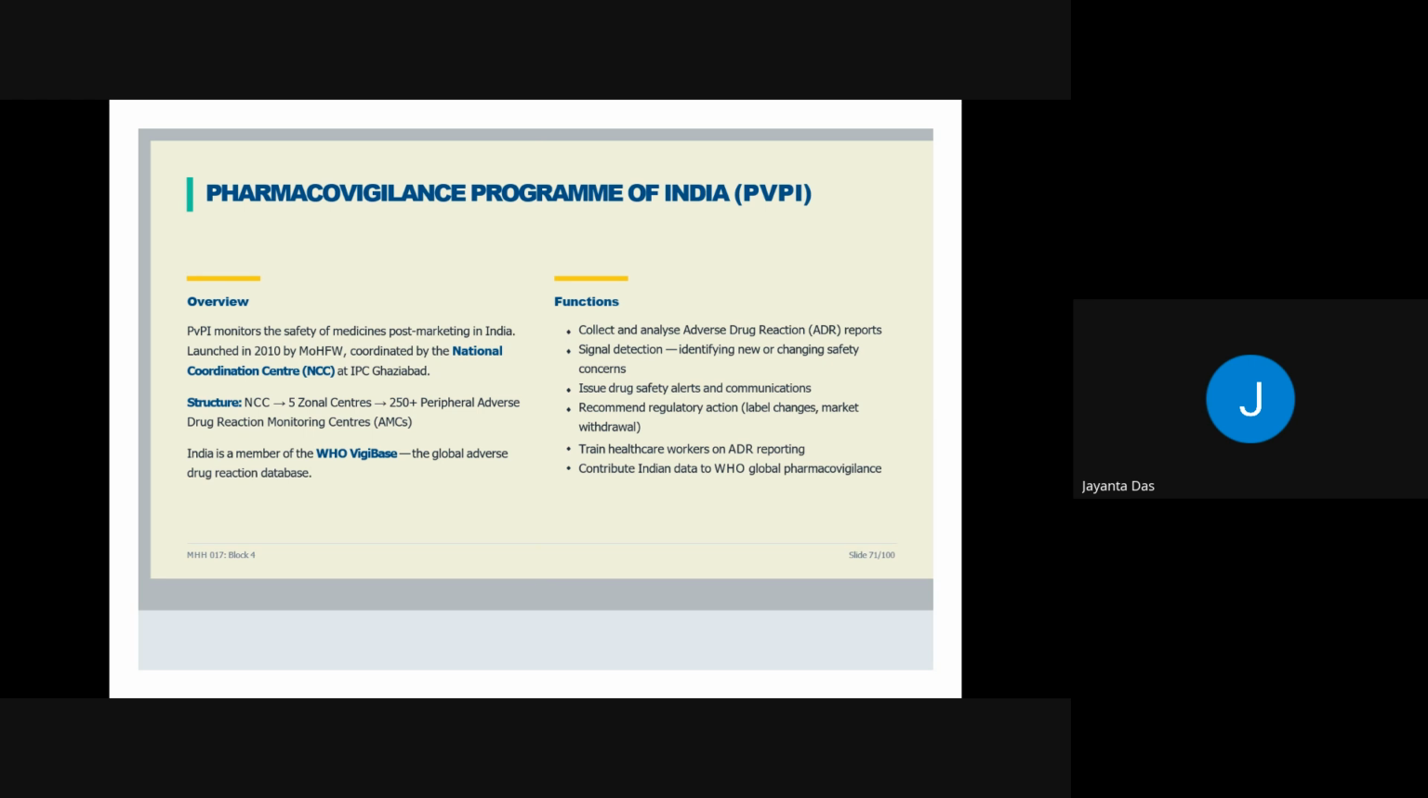Now pharmacovigilance performance for India. Pharmacovigilance monitors the safety of medicine post-marketing in India, launched in 2010 by the Ministry of Health and Family Welfare, and coordinated by the National Coordination Center at IPC Ghaziabad. The functions are to collect and analyze adverse drug reactions, signal detection, issue drug safety alerts, communicate recommended regulatory actions, train healthcare workers on adverse drug reaction reporting, and contribute Indian data to WHO Global Pharmacovigilance.